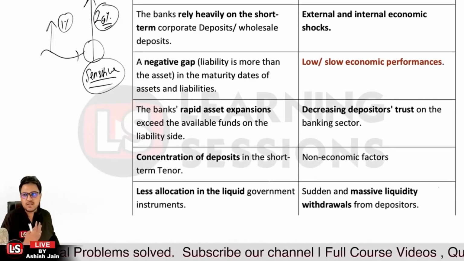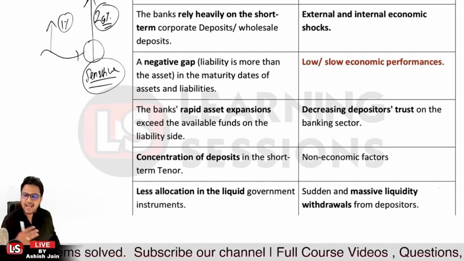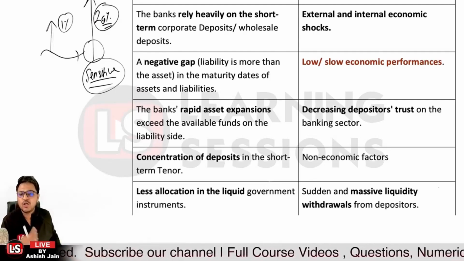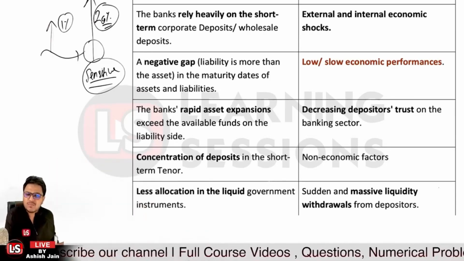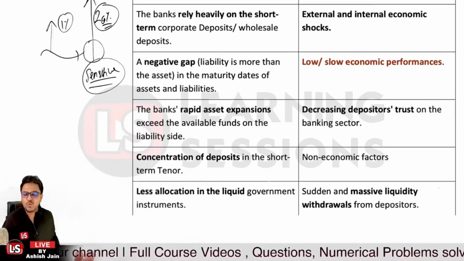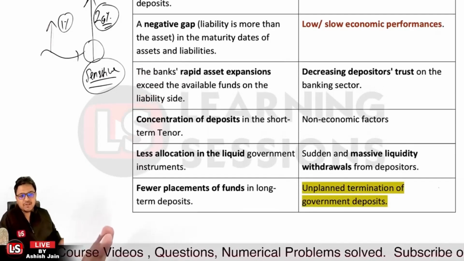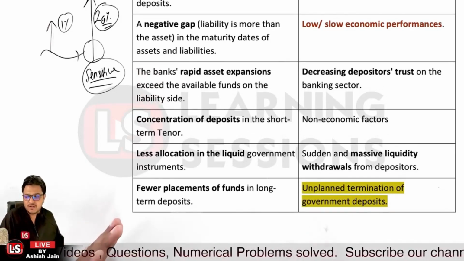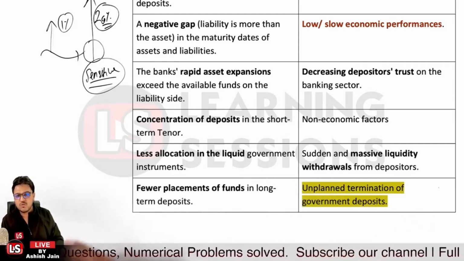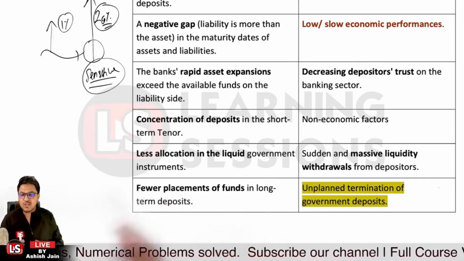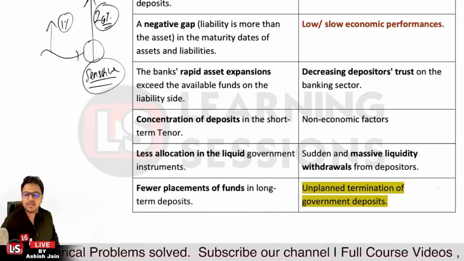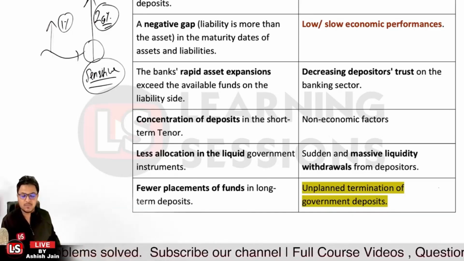And further, if there is a massive liquidity withdrawal, like in any of the cases I told you, due to trust issues with the banking sector or something like that, that can also lead to liquidity risk in the banks. And further, if there is unplanned termination of government deposits, where you were already relying on the government deposit but it is terminated, that can also lead to liquidity positions.